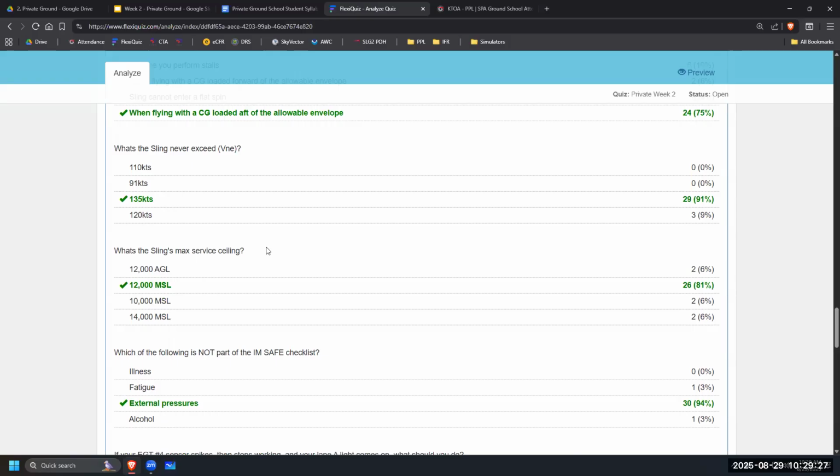What's the Sling's max service ceiling? 12,000 MSL. They're trying to trick you here with the AGL and MSL options, but it's 12,000 MSL, mean sea level, not above ground level.